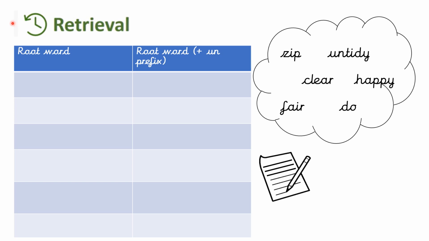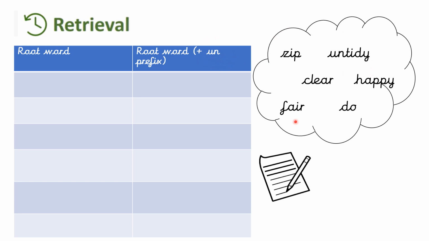Once you've had that discussion, I'd like you to take a look at these words I have over here. Now, a prefix, you should have discussed, hopefully, is a letter or a group of letters that is added to the beginning of a word to change its meaning. Now, the prefix that we're going to be looking at today is this one here. It is the prefix un, made with a U and an N. Un. So that prefix goes at the beginning of a word to change its meaning.